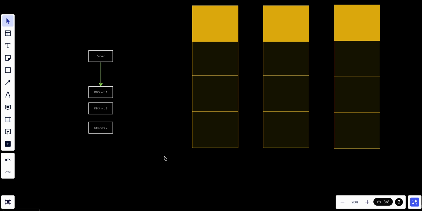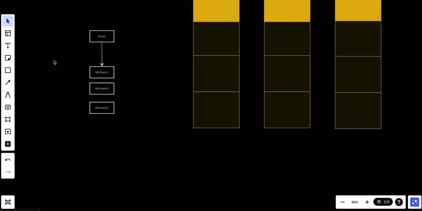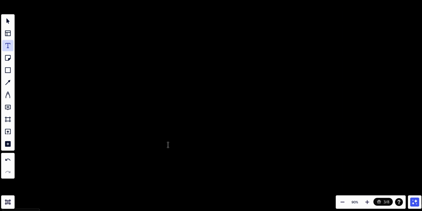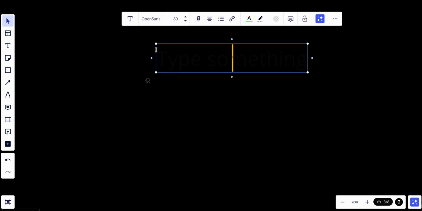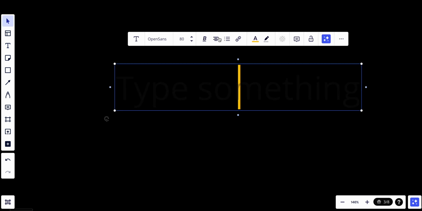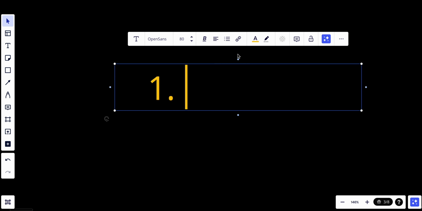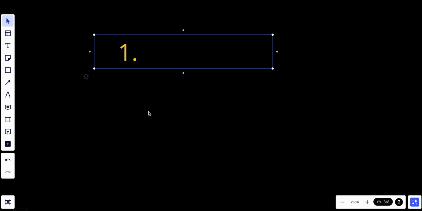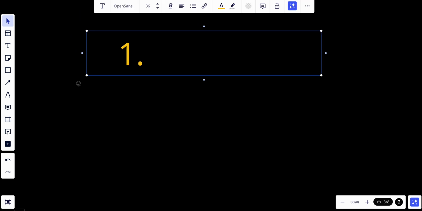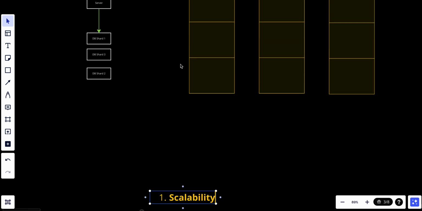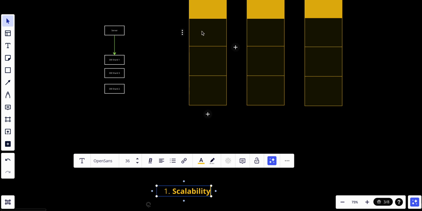So okay, that sounds fun, but why do we need this? What are the benefits of this technique? I will say the first thing that comes to my mind is scalability. Because as you can see here, right now we can store more data. If we have more data, we can even add more shards and store them in database shards.